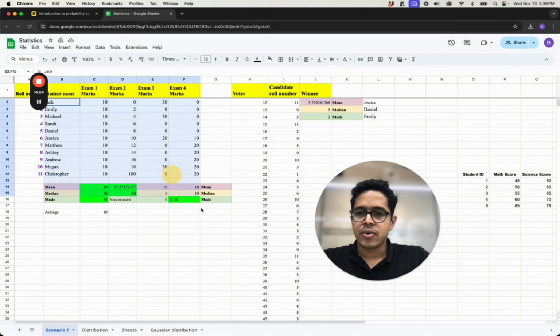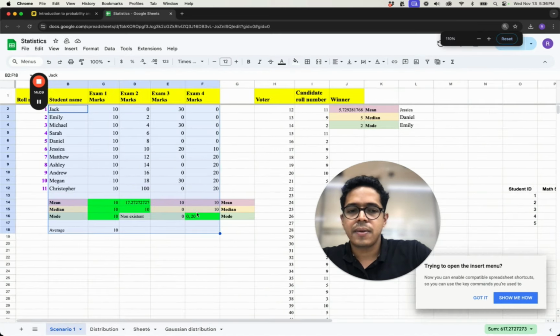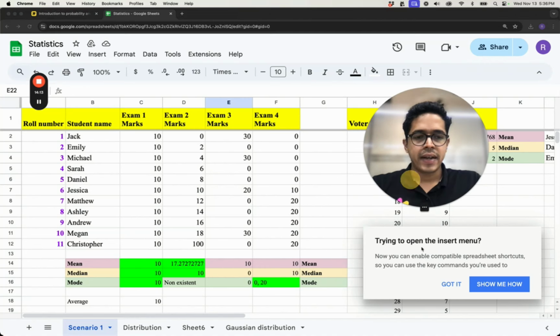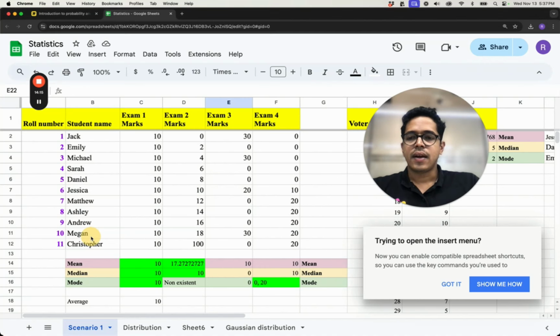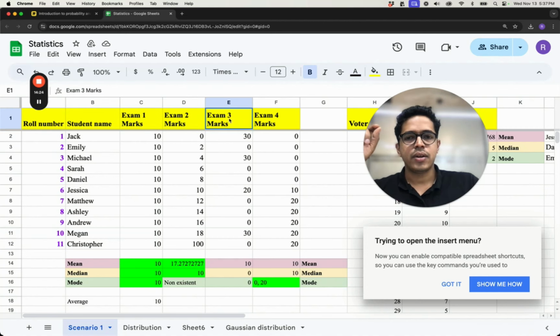Actually, I don't have to delete. I'll just keep it. So what I have here is the names of 10 students, and I have their roll numbers 1, 2, 3 up to 11. So there are 11 students, and these students are taking 4 exams, exam 1, 2, 3, 4.